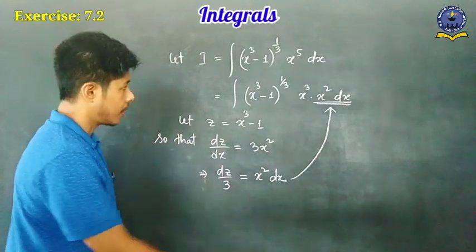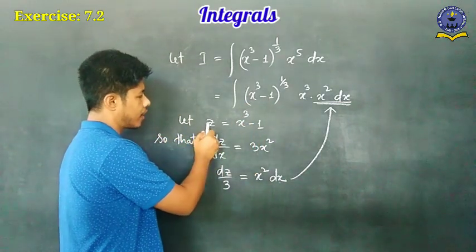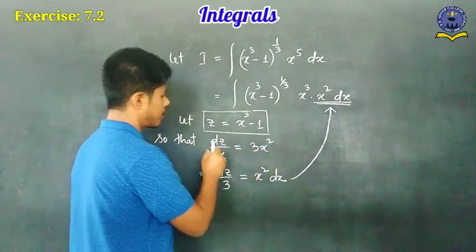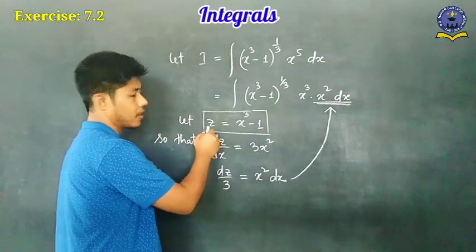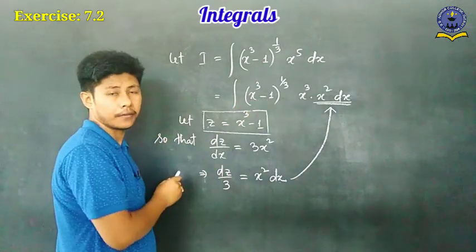Is it clear? At the same time, we considered z equal to x cube minus 1. So in place of x cube minus 1, we can easily write z.